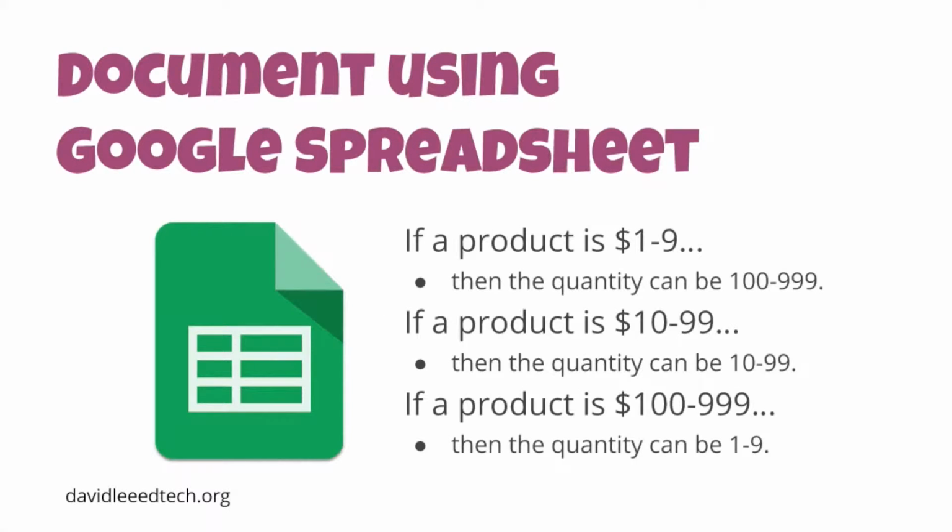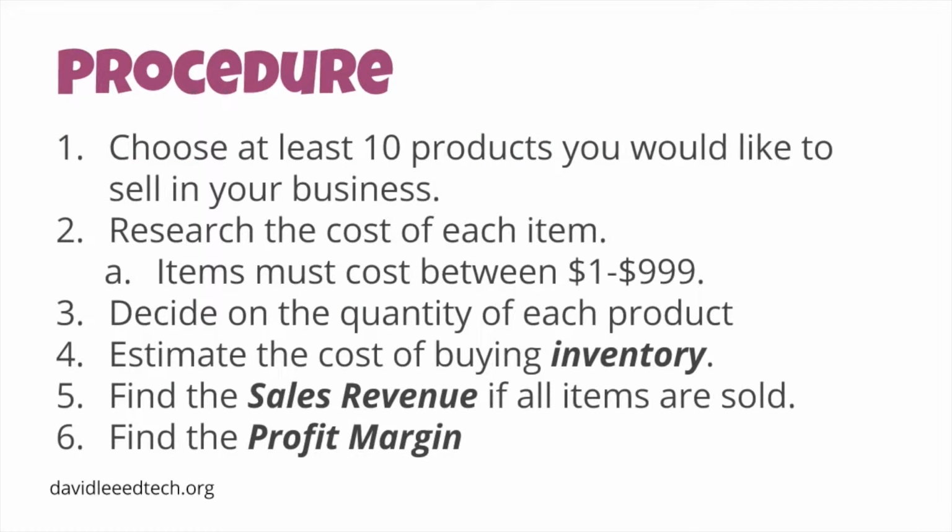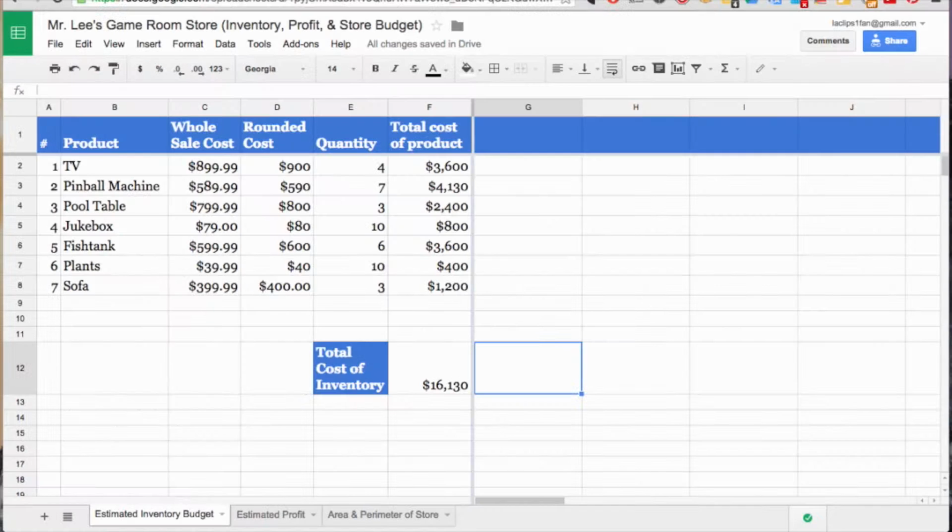They were provided the following guidelines so that the multiplication skills used would match the Common Core standards. For example, if the product costs $1 to $9, then the quantity can be 100 up to 999. Ultimately, they estimated the cost of buying their inventory and then found their sales revenue and profit margin. They documented their data onto a Google spreadsheet.